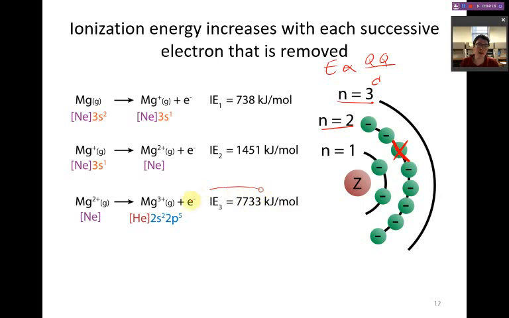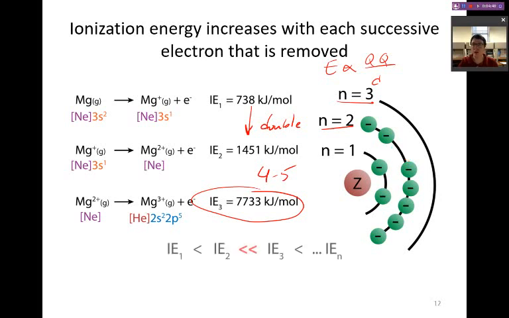And we see that, in fact, that change in energy is very large compared to the previous change in energies. So we saw a doubling of energy between the first and second electron, and then here this is approximately between 4 and 5 times the amount of energy required from earlier. And again, this is because the core electrons are being shielded greatly, whereas the outer electrons are much easier to remove.